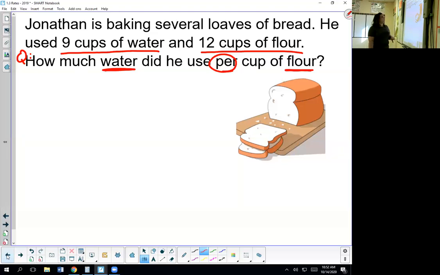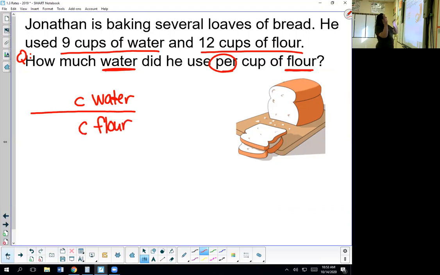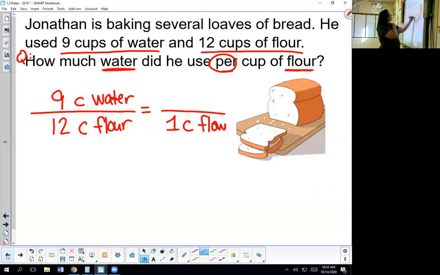Ooh. So we want water per flour, not like a flour that's just milk. So it needs to be water, so cups of water over cups of flour. So how many cups of water are there? There is 9 over 12. I want to know how much it is for 1 cup of flour.